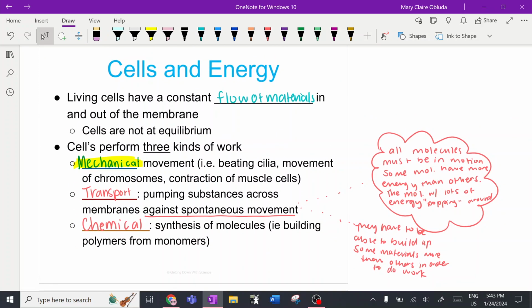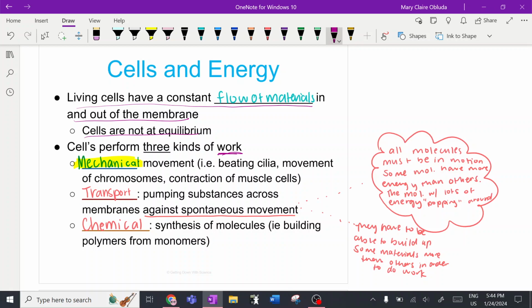So, remember how we said that if the energy flow stopped, it would result in death? Let's look at this now. Living cells have a constant flow of materials in and out of the membrane. They are not in an equilibrium. They need that constant energy flow and work to stay alive. So, cells perform 3 kinds of work: mechanical movement, transport, so think active and passive transport across the membrane, and chemical synthesis of molecules.